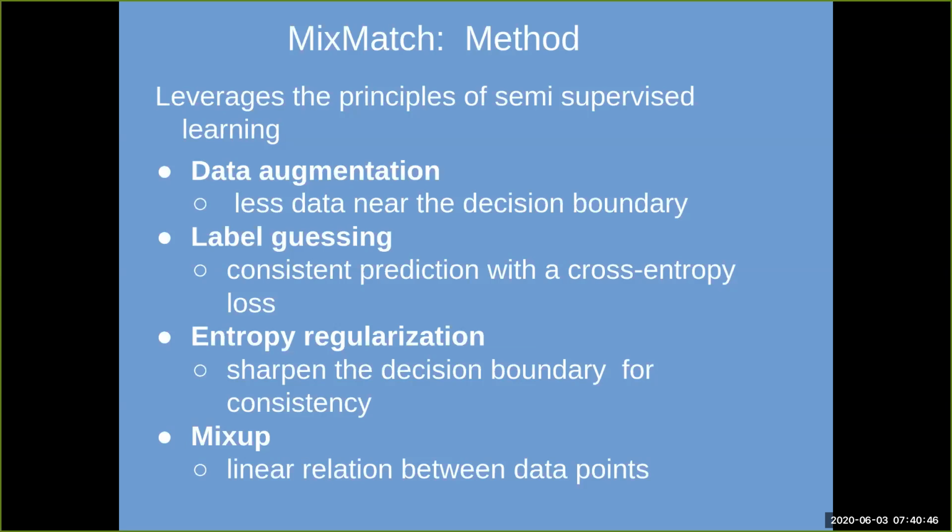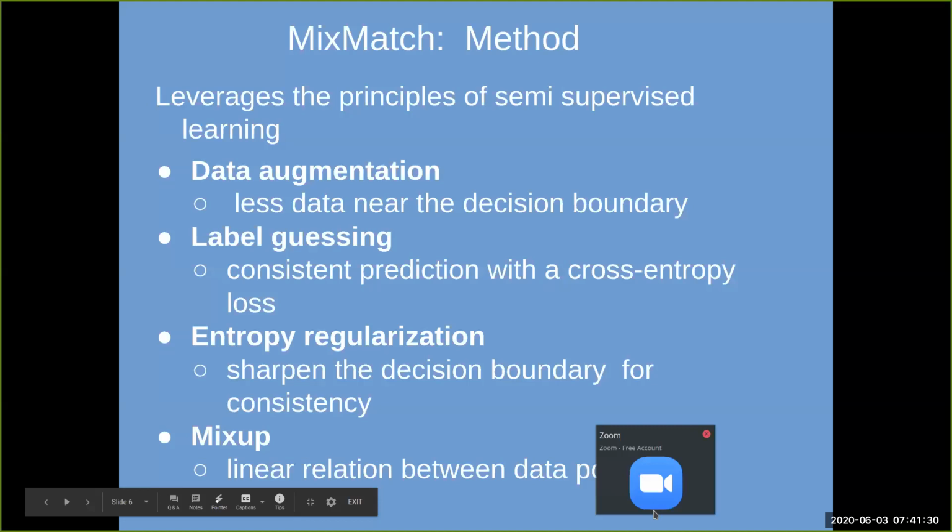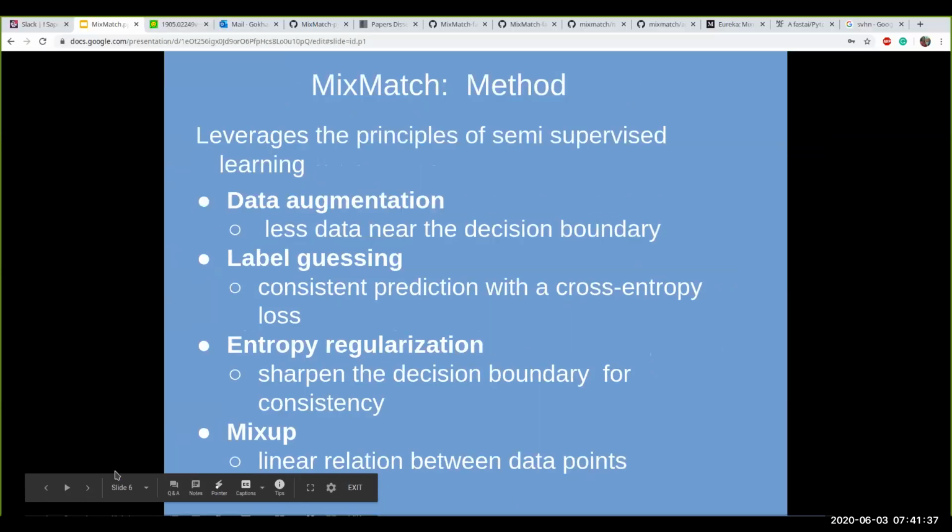Label guessing. For each unlabeled example, MixMatch produces a guess for the example's label using the model's prediction. This guess is later used in the unsupervised loss term. The entropy regularization. To enforce the fact that the classifier decision boundary should not pass through the high density region of marginal data distribution, the classifier outputs low entropy prediction on unlabeled data. This is done by adding a loss term, which minimizes the entropy for the unlabeled data. MixMatch applies a sharpening function to reduce the entropy of the label distribution. And this is done by adjusting the temperature of the categorical distribution.